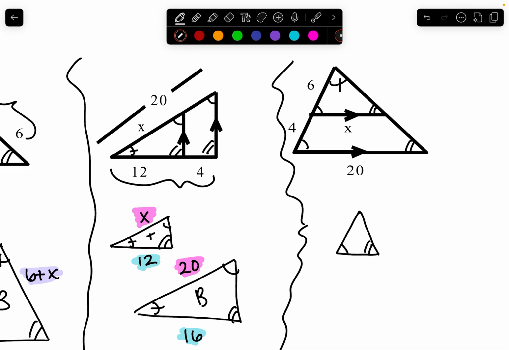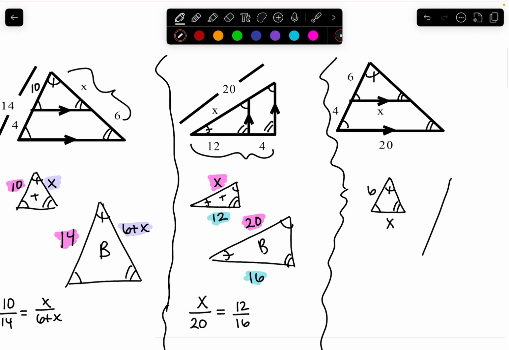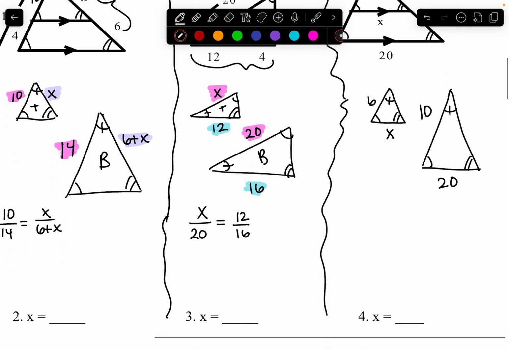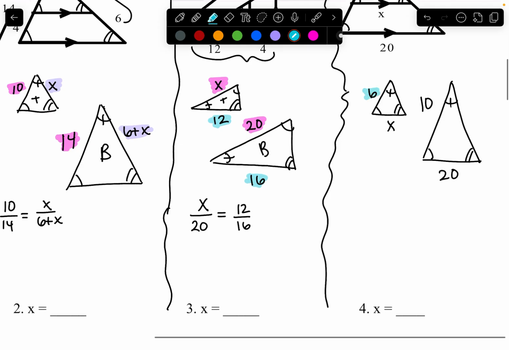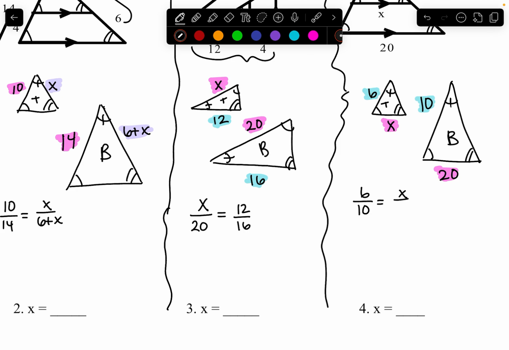So this is my small triangle. This is 6 and x. This is my large triangle. This is 10 and 20. These sides correspond with each other. You've got 6 and 10. These two sides correspond with each other. You've got this on top, this on bottom. We have 6 over 10 equals x over 20.